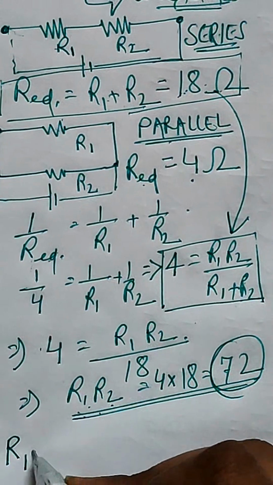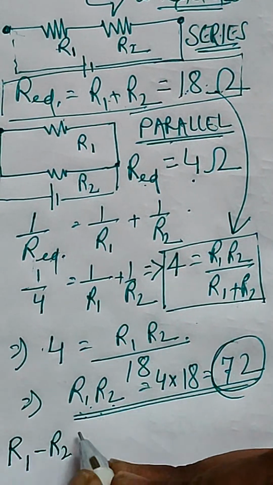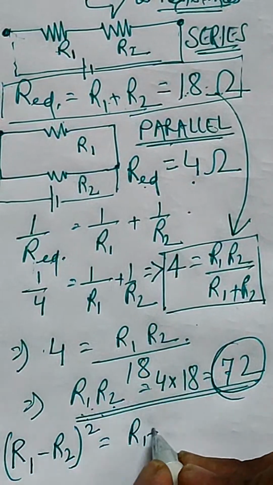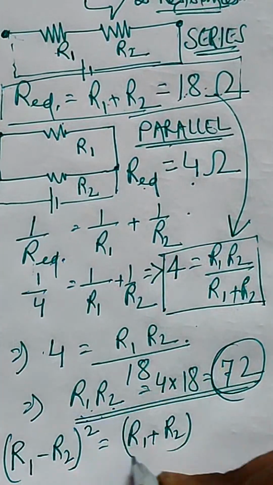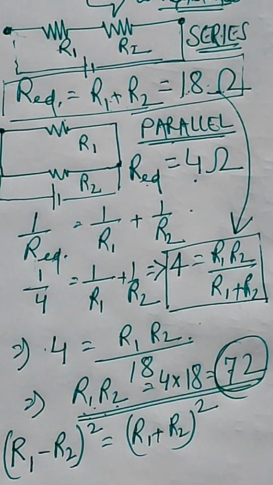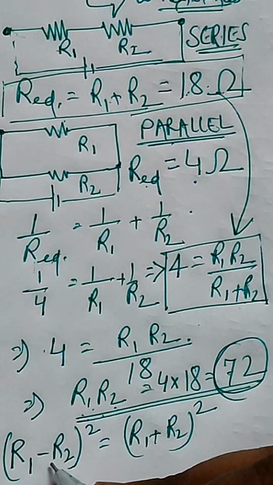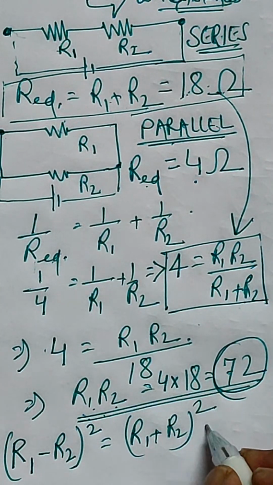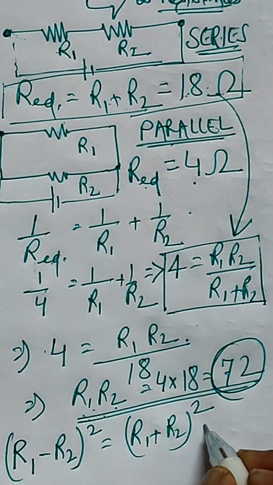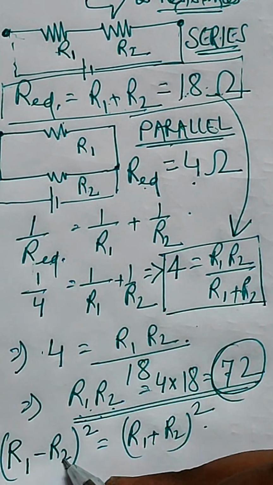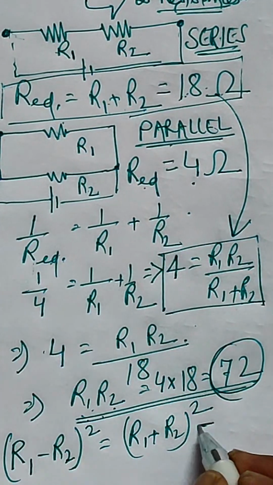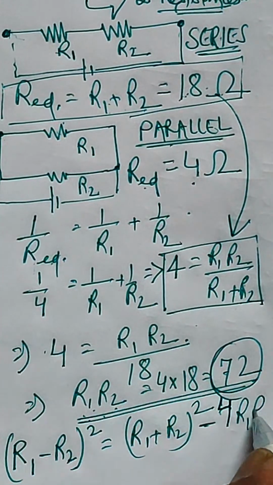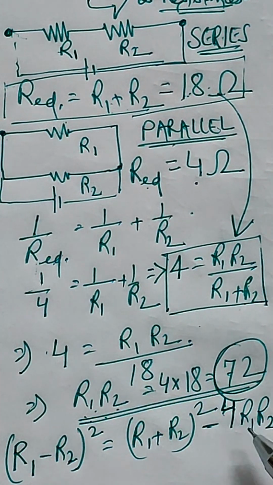Since R1 minus R2 whole square can be written as R1 plus R2 whole square, then plus 2 R1 R2 will be compensated by subtracting that, and again minus 2 R1 R2 for this. So this will look like 4 times R1 R2. I hope this step is clear to you.